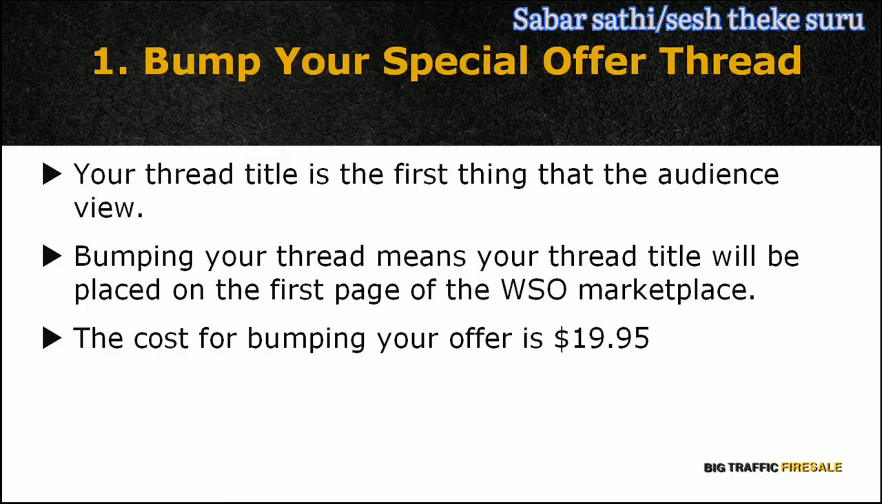The first tip is to bump your special offer thread as often as you can. When members visit the WSO Marketplace, your thread title is the first thing that they'll view. Bumping your thread means that your offer title will be placed on the first page of the WSO Marketplace. Usually, when new offers come in, your offer will be pushed further behind if you choose not to bump it. The cost for bumping your offer is usually $19.95.